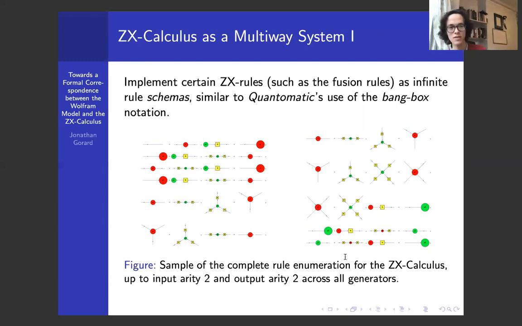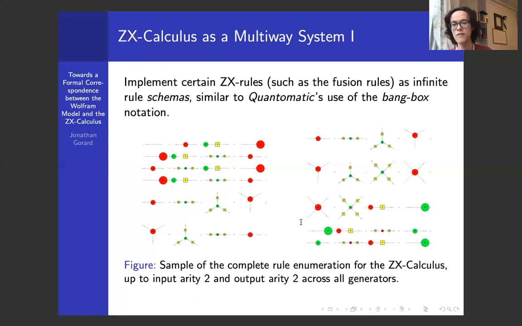With the only real technical subtlety being that we have finite rewriting systems. The ZX calculus is, of course, an infinite rewriting system because things like the ZX fusion rules or the identity rules or whatever are intended to work for ZX spiders with arbitrary input and output arities. So effectively, for each possible configuration of input and output arities, there's a different rewriting rule that one could apply. So actually, you have to be able to deal not with individual rules, but with infinite rule schemas. And so other diagrammatic rewriting frameworks like Quantomatic use things like the bang box notation to deal with that. We had to develop an approach that was essentially based on second order logic in order to be able to simulate that.